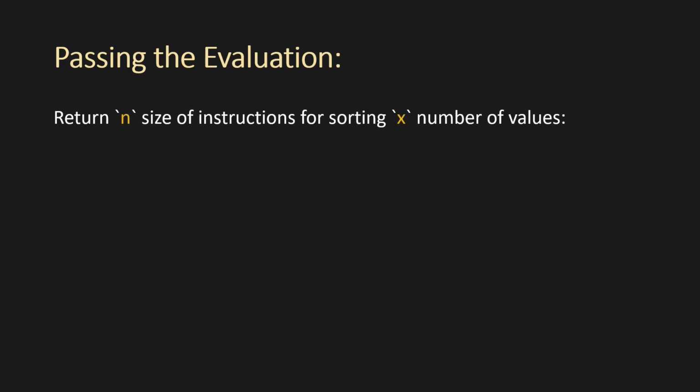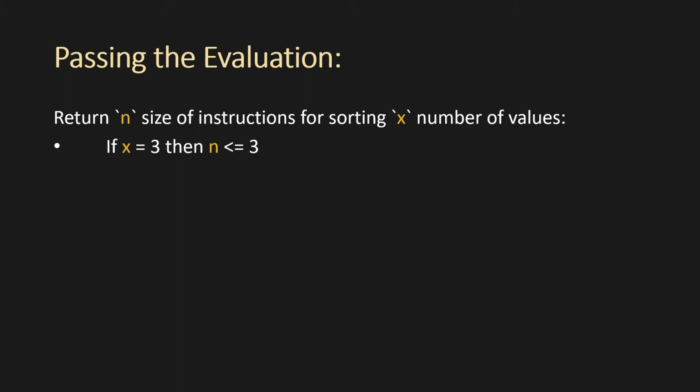To pass the evaluation, our program will need to return us a certain amount of instructions for sorting X number of values. So for example, if our input of random numbers had 3 numbers, then the program will need to return us a list of operations that is less than or equal to 3.